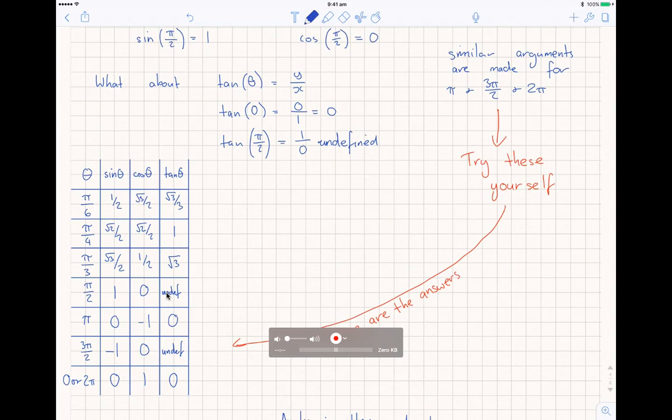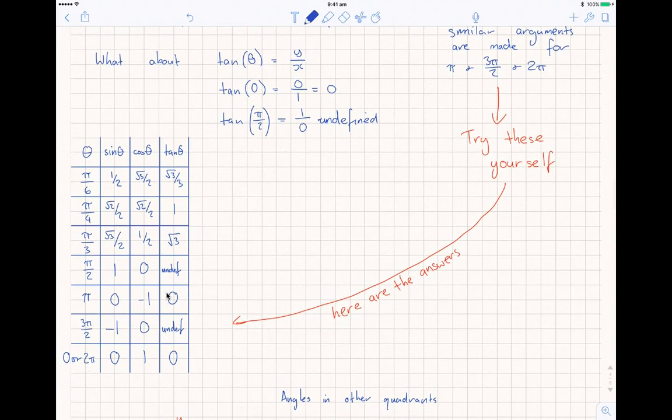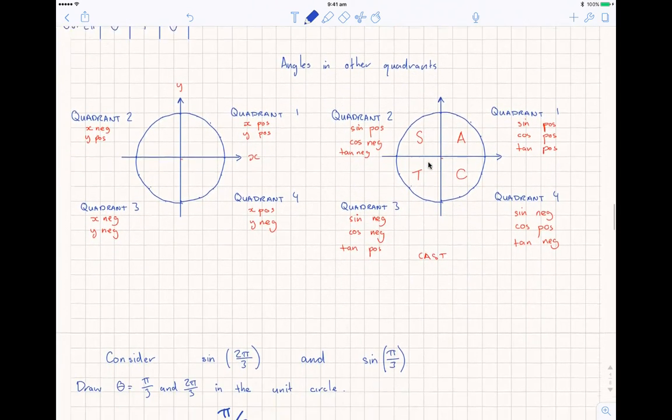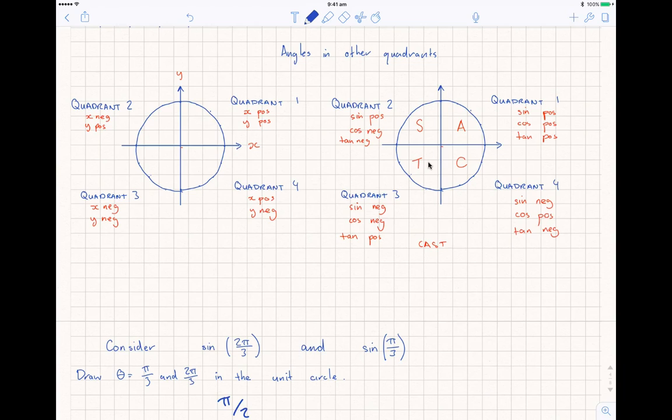So what I want you to do is just pause for a second and try and see if you can get the same values that I did here for sine, cos, and tan of pi, 3 pi on 2, and 2 pi, just using that argument and within the unit circle. So if you've done that, let's have a look at angles in other quadrants.